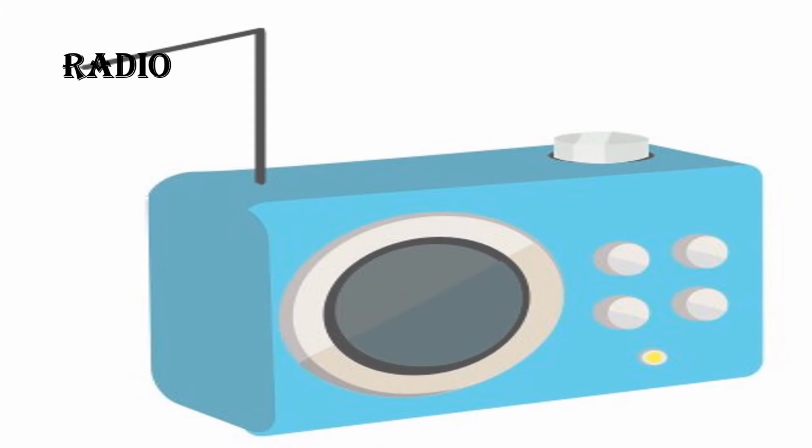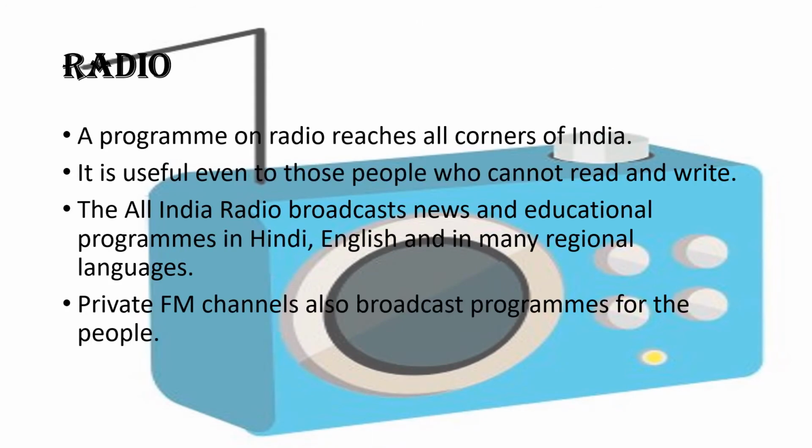After internet comes radio. Radio, you can say, is now an old device. These days we are using many smartphones, but yes, radio has also some important characteristics in the communication process, especially in remote areas where not much facilities or technology is there. So a program on radio reaches all corners of India. It is useful even to those people who cannot read and write. So if a person is not educated enough, he can access any information through radio also.